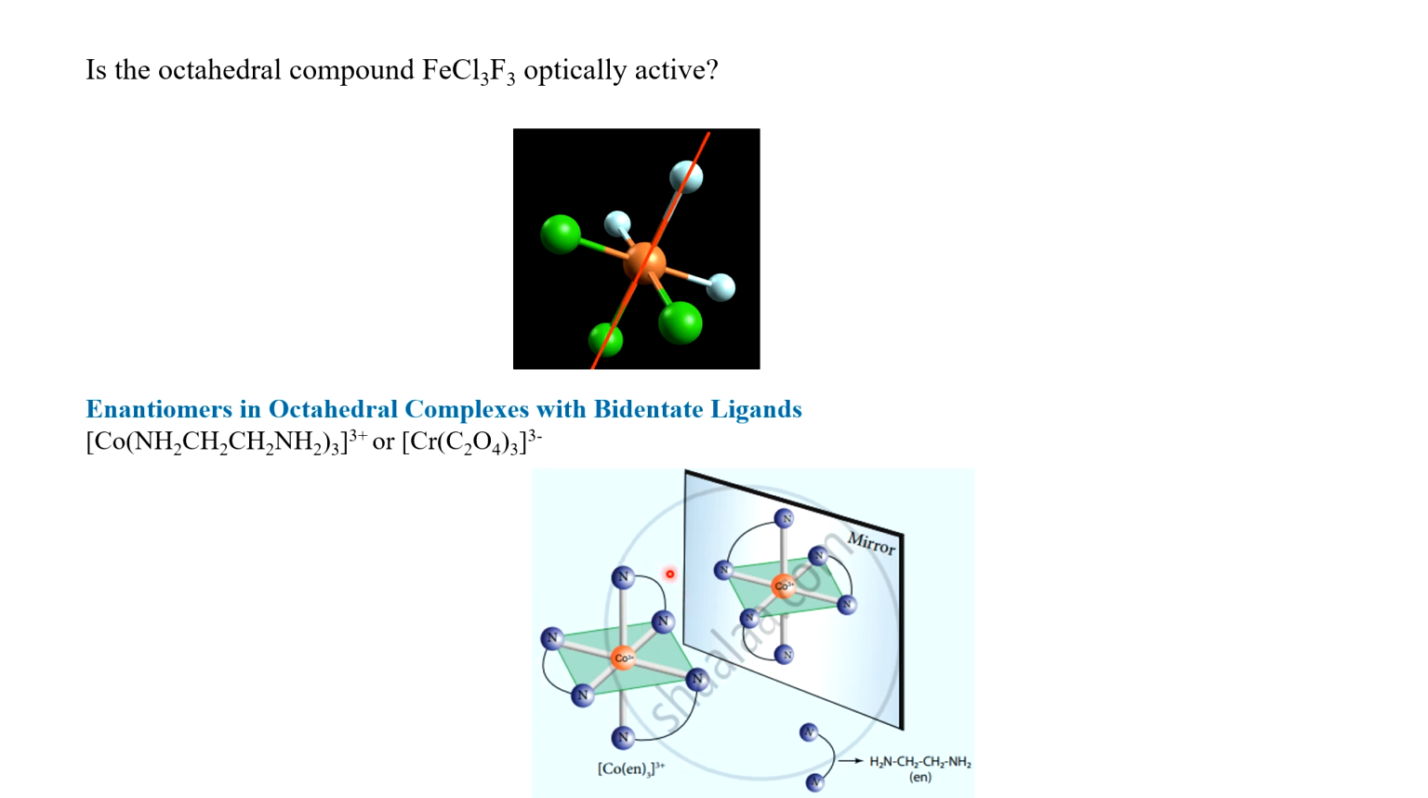and this type of octahedral complex is formed, and the mirror image is like this. This mirror image is actually non-superimposable on this one. If we take this one and try to put it on this one, it will be non-superimposable. So that means this is also an optically active compound.